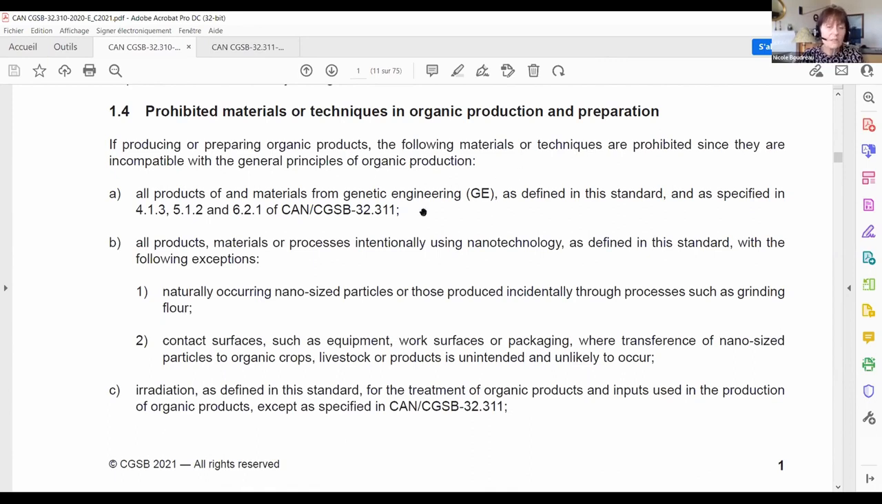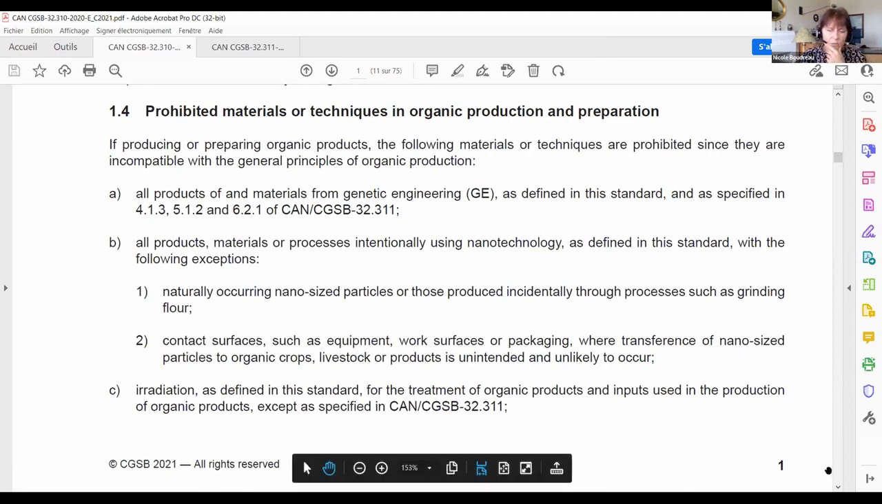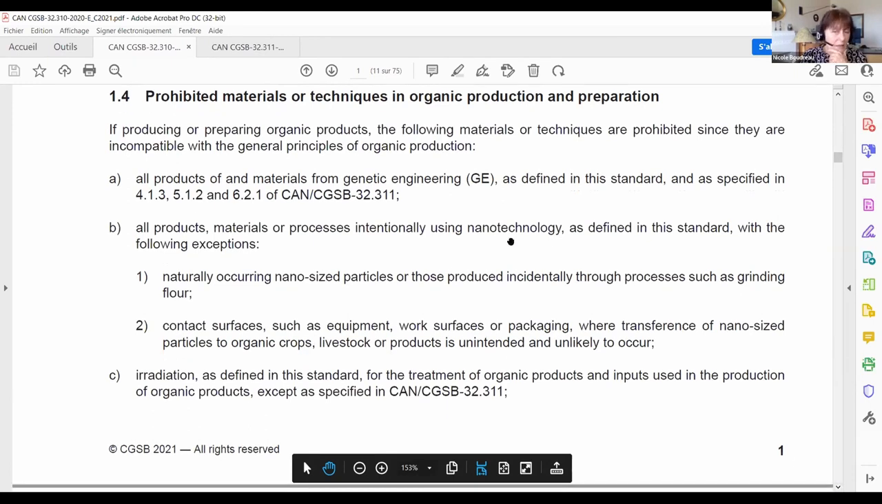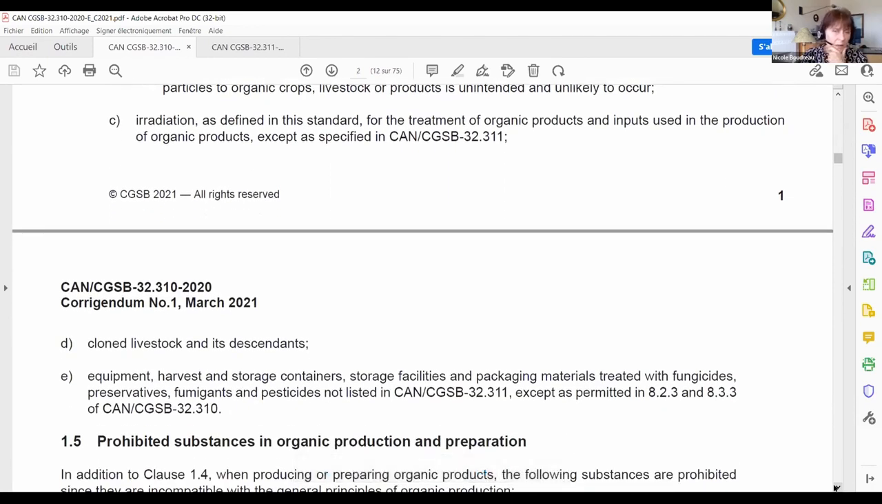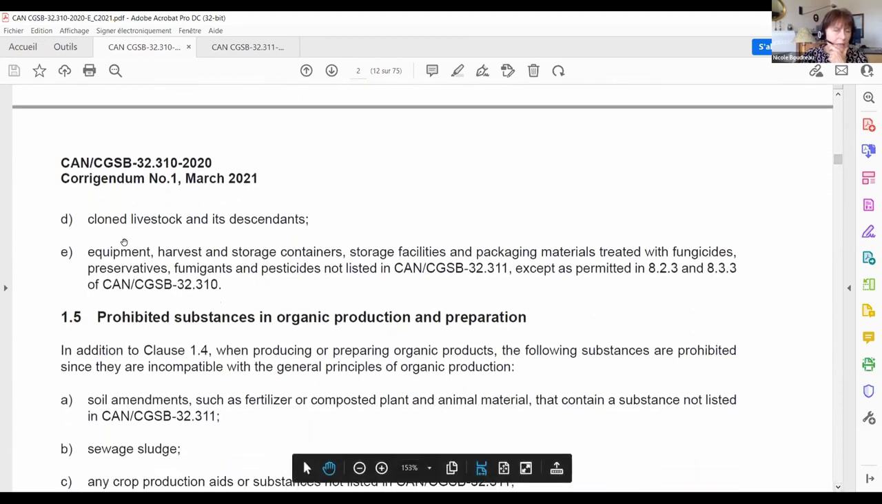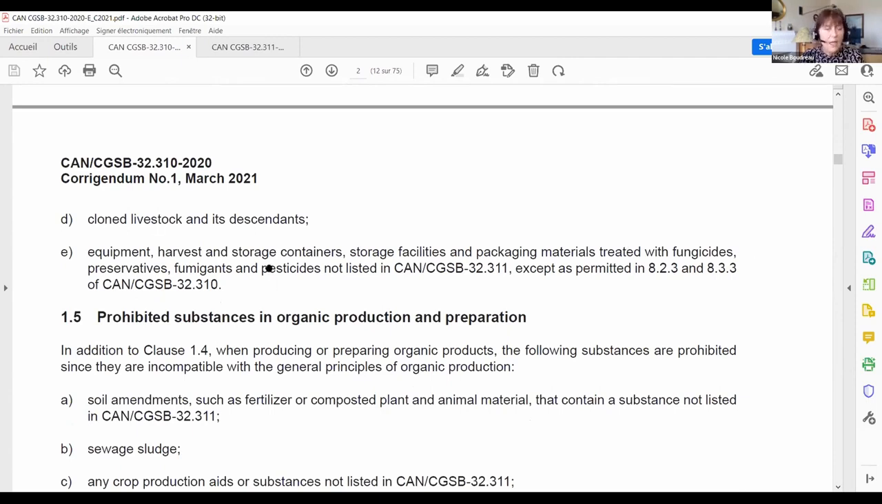but it was important to put in this section the clause describing what is prohibited in organic production, such as genetic engineering. It is only allowed for vaccines in livestock because organic producers could not find vaccines not derived from the GE industry. Nanotechnology is also a technique that is prohibited. Irradiation, some types of irradiation, not all the types. Cloned livestock and its descendants, and equipment, harvest or storage containers, storage facilities, or packaging materials treated with fungicides, preservatives, fumigants, and pesticides.